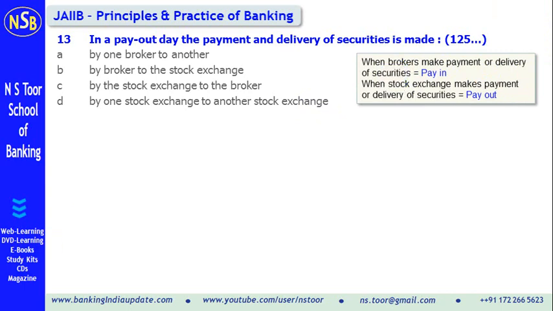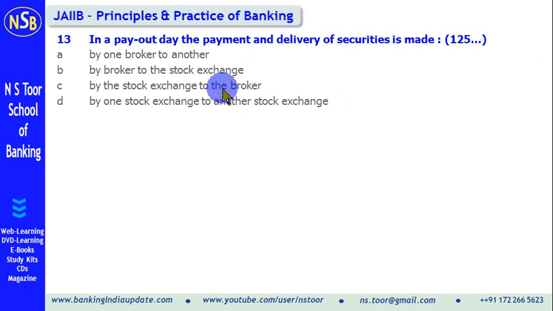And pay out is when the stock exchange makes payment or delivery of securities to the dealers, to the brokers, then that is called payout. So in the light of this explanation, we can see these answers. By one broker to another, no. By broker to stock exchange, no, this is pay in. By stock exchange to broker, yes, this is pay out. So option C is our answer.